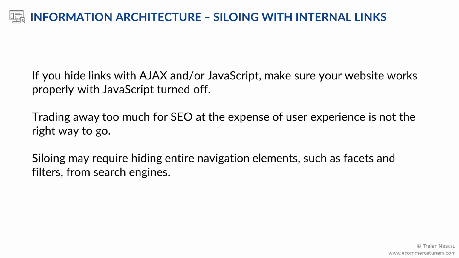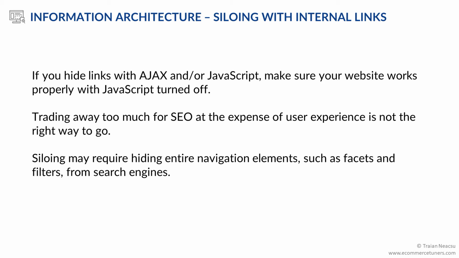If you want to obfuscate links with Ajax or JavaScript or any other technique for SEO reasons, first identify the percentage of users with JavaScript turned off. If that's a significant segment of your total visitors, make sure your website works properly without JavaScript. Non-JavaScript users should be able to finish all micro and macro conversions on your website. An example of a micro conversion would be an add to cart event, while a macro conversion is a completed order.